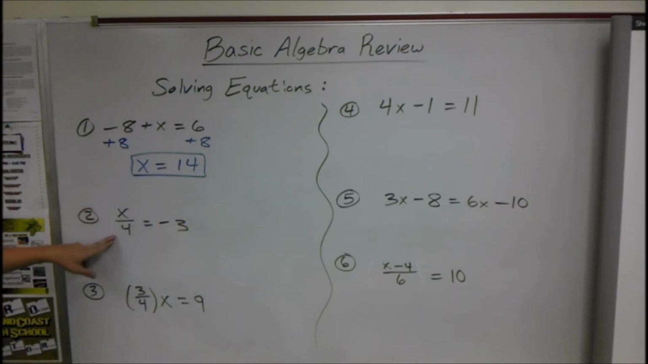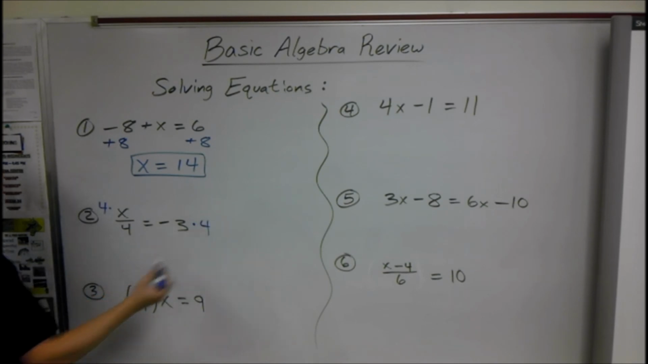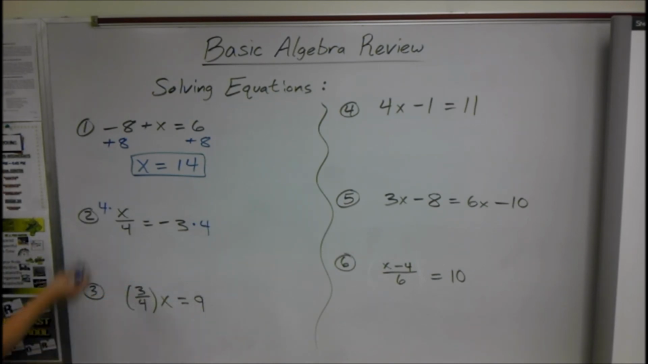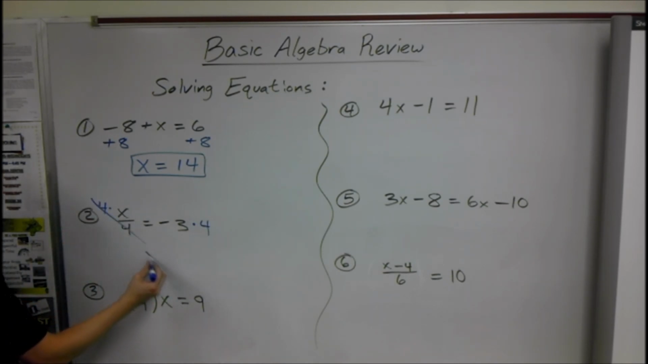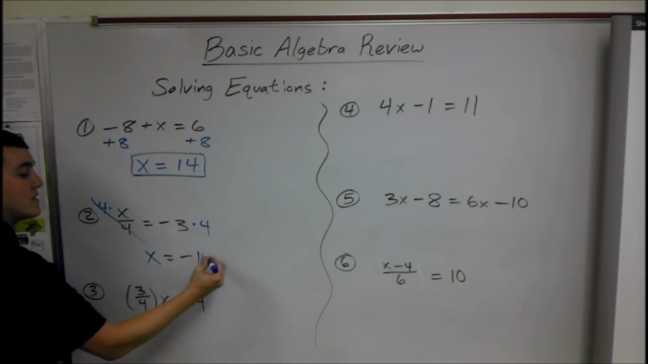Here, we have x divided by 4 equals negative 3. If you're dividing and you want to get rid of it, multiply on both sides. If you do it to one side, you have to do it to the other. Those will cancel. So we get x equals negative 3 times 4. Negative times a positive is a negative 12.